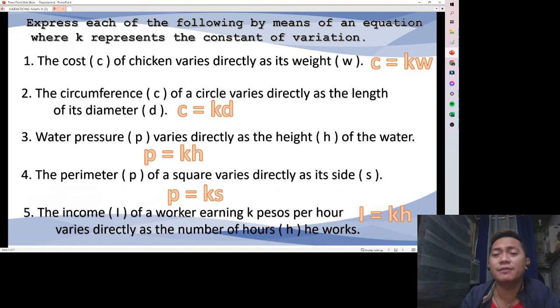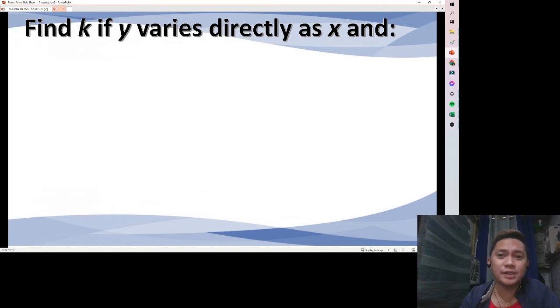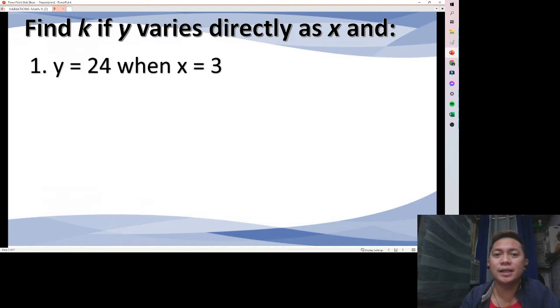And to apply values, if we have values for those letters, we can apply them to our equation. So for example, find k first if y varies directly as x. We can say that y is equal to 24 and x is 3. When we apply this to the equation, that is 24 = k times 3. Therefore, let's solve to compute.